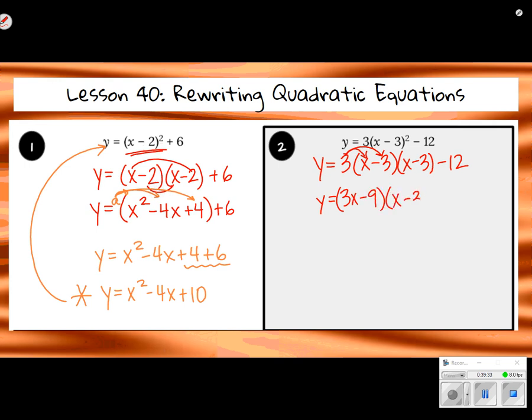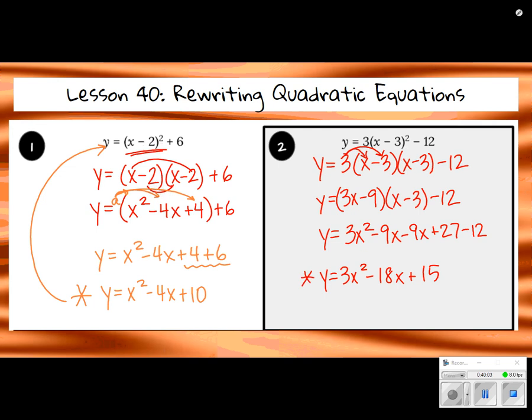If you don't like doing that and you just want to multiply your parentheses together, you can do that as well and distribute later. So that ends up being 3x squared minus 9x minus 9x plus 27 minus 12. So I get 3x squared minus 18x plus 15. And there it is, standard form. So that's all we're doing. We're multiplying two parentheses together, we're distributing the 3, we're combining like terms at the end.